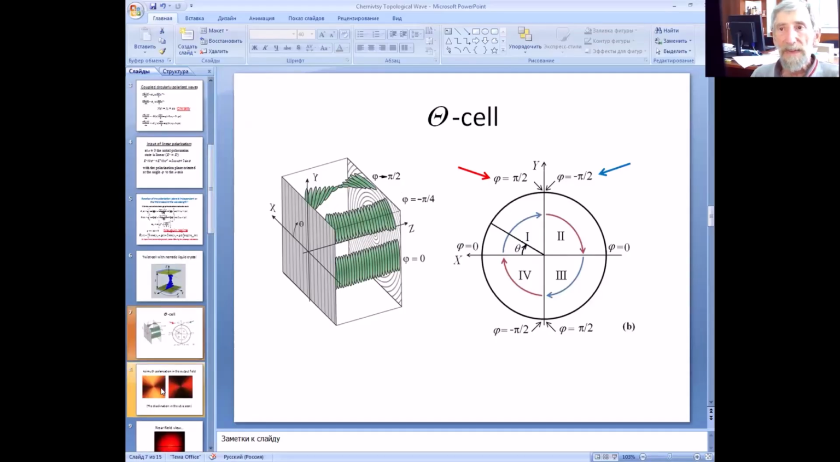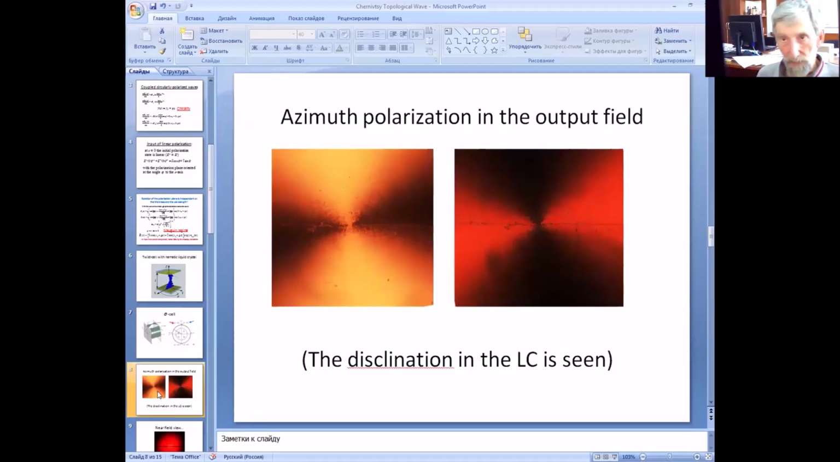Well, if we look at the output wall of a cell in a microscope, we will see how the polarization depends on the azimuth angle by rotation of a polarizer, and these dark sectors rotate along with the rotation of the polarizer. However, an experienced eye will see some dark line. This dark line, as I told you before, is a material defect, a topological defect in the material. This is disclination.